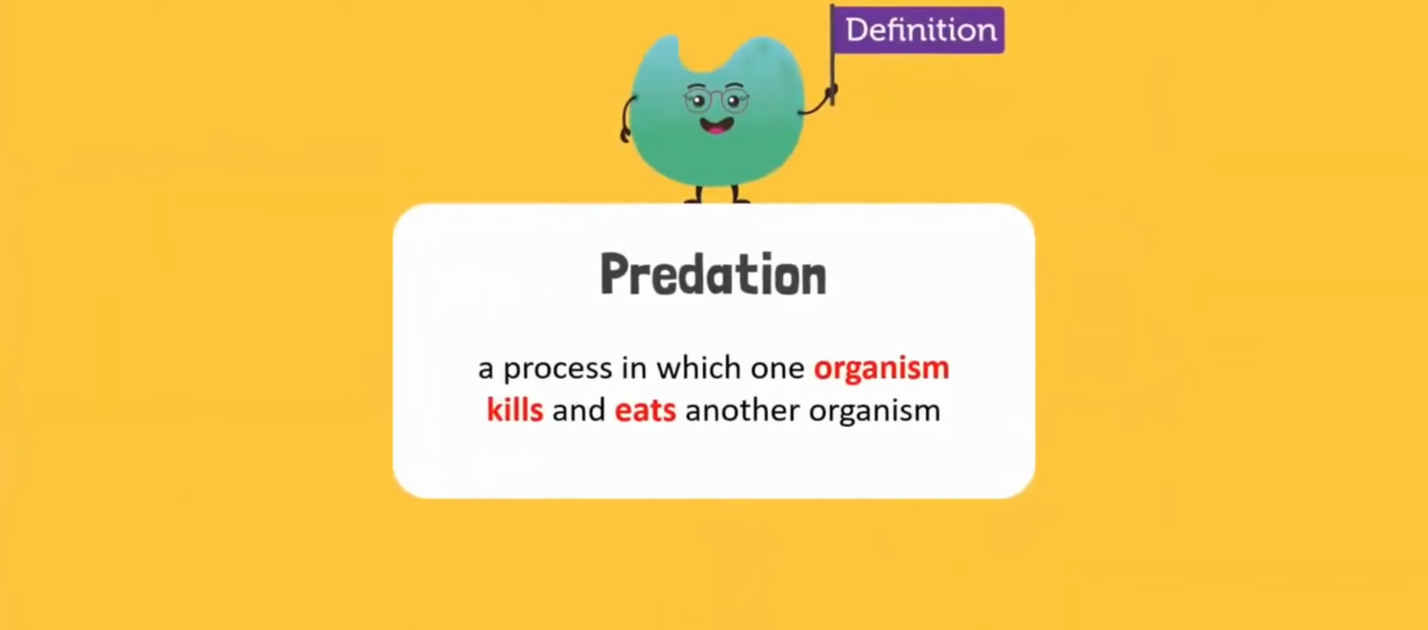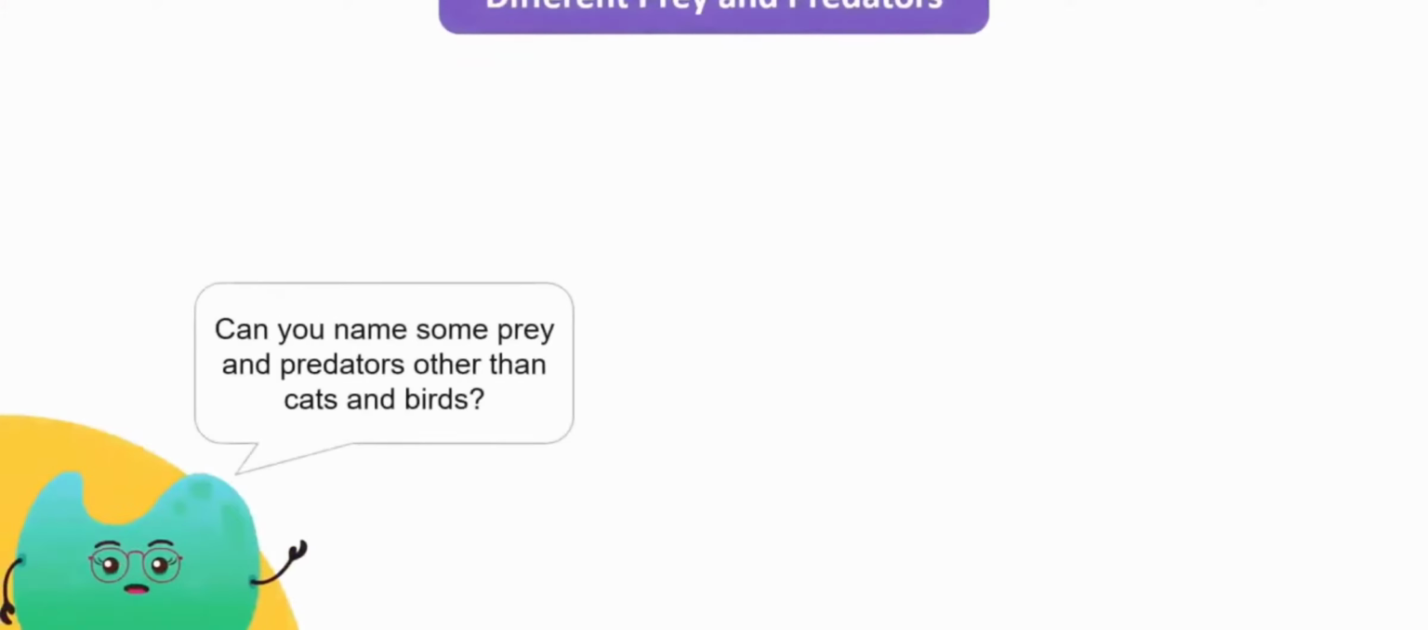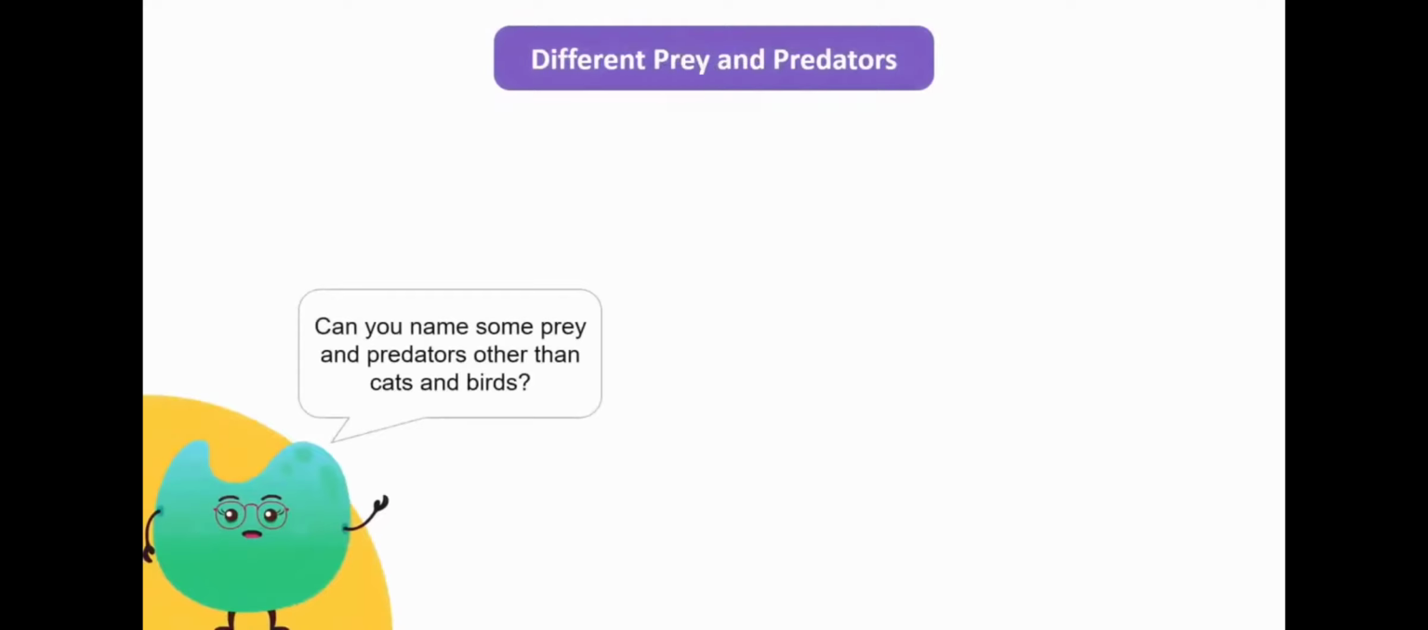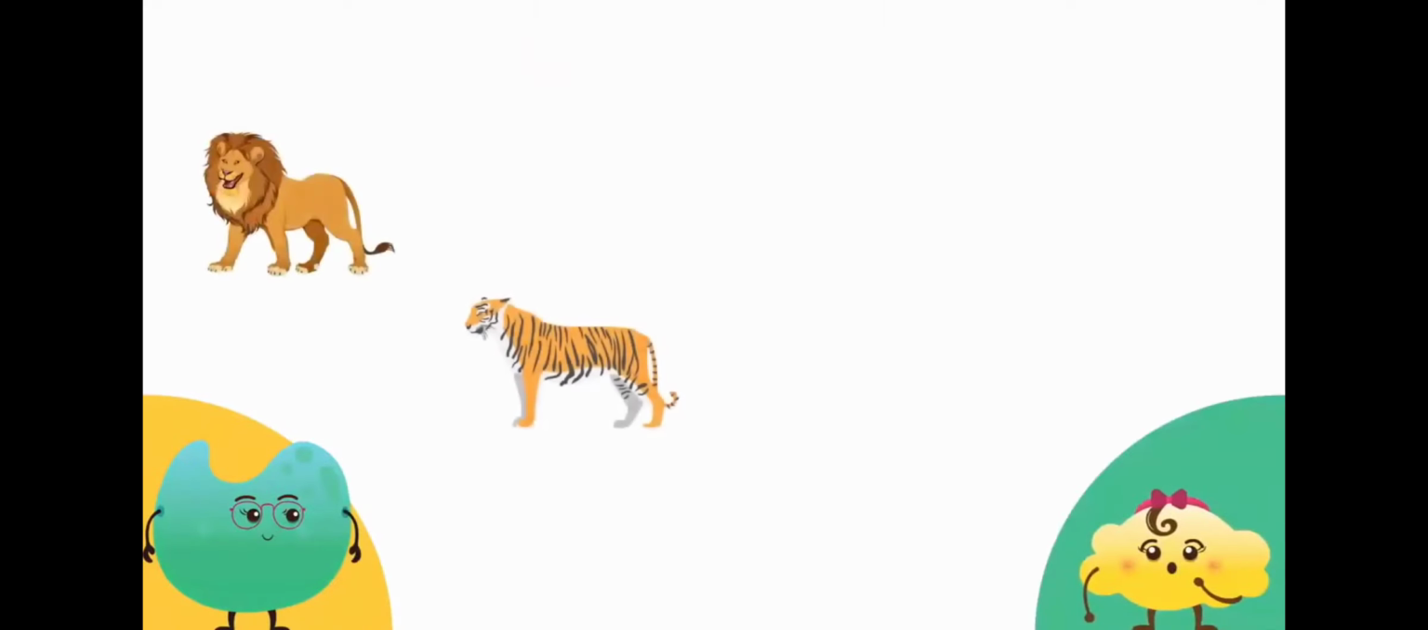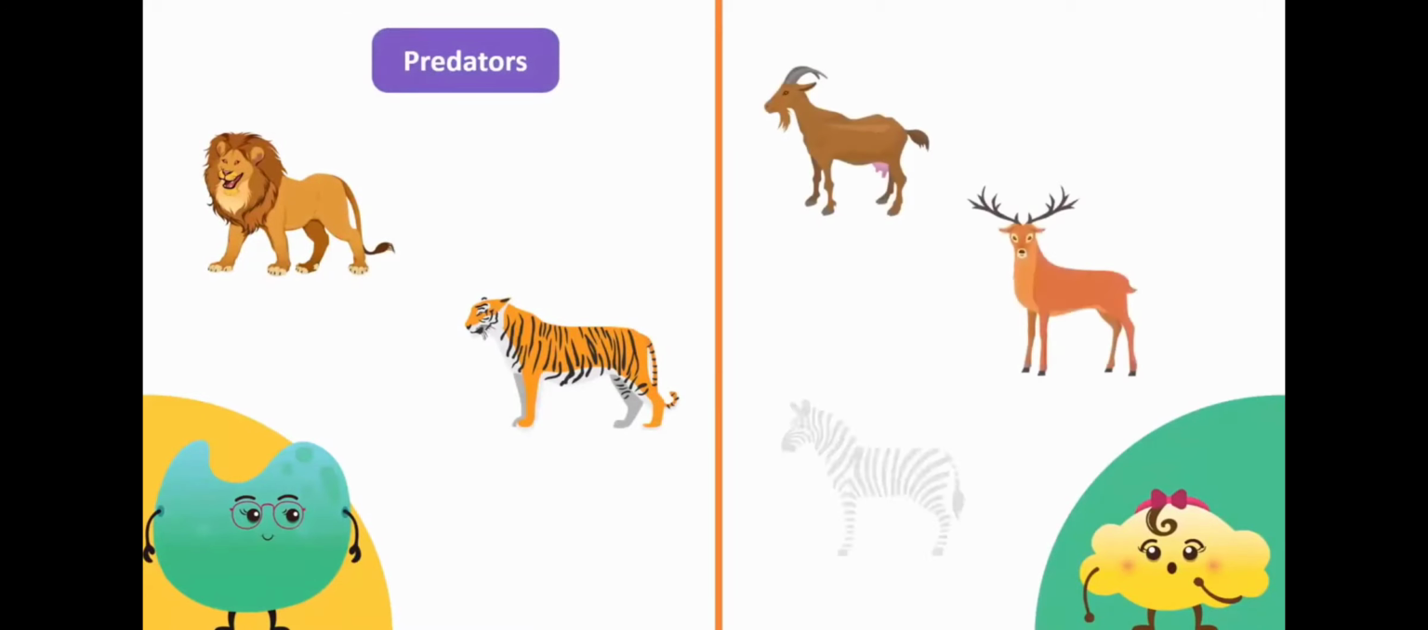So predation is a process in which one organism kills and eats another organism. Can you name a few preys and predators other than cats and birds? Lions and tigers are predators that eat goats, deer, and zebras. So goats, deer, and zebras are prey.